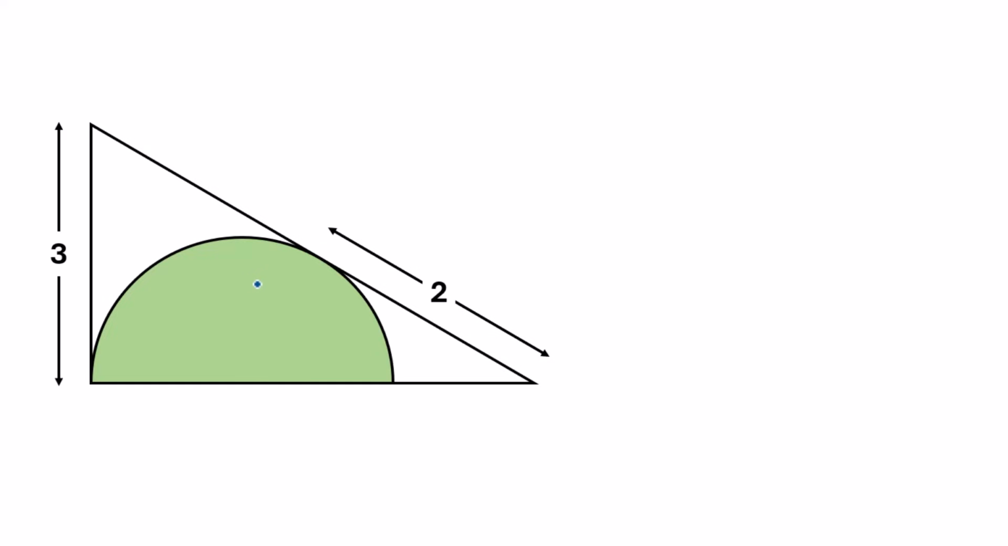Hello everyone. In this video, I am going to solve an interesting geometry problem. We have a right angle triangle. The height of this triangle is 3 units and there is a semicircle inside it which touches this hypotenuse and this diameter is on the base such that this length is 2 units. We have to find the area of this semicircle.